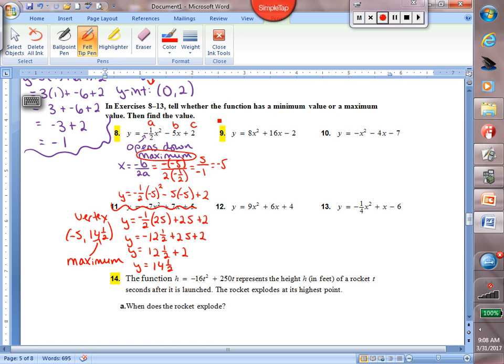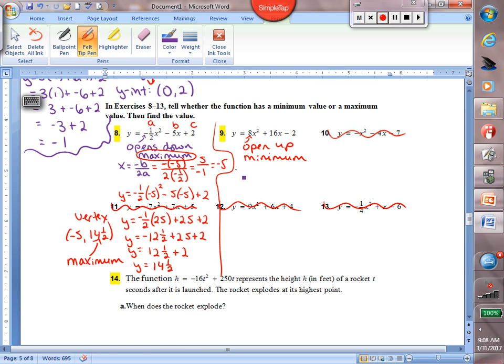Let's try one more of these. Let's look at number 9. And we're not going to do 10 or 12 or 13, so if you need some more space, that's okay. Let's first of all start off, is our graph going to open up or down? Our a value, which is the number in front of x squared, is positive, so it's going to open up. If it opens up, that means our vertex is going to be the lowest point on our graph, so we're going to have a minimum value.